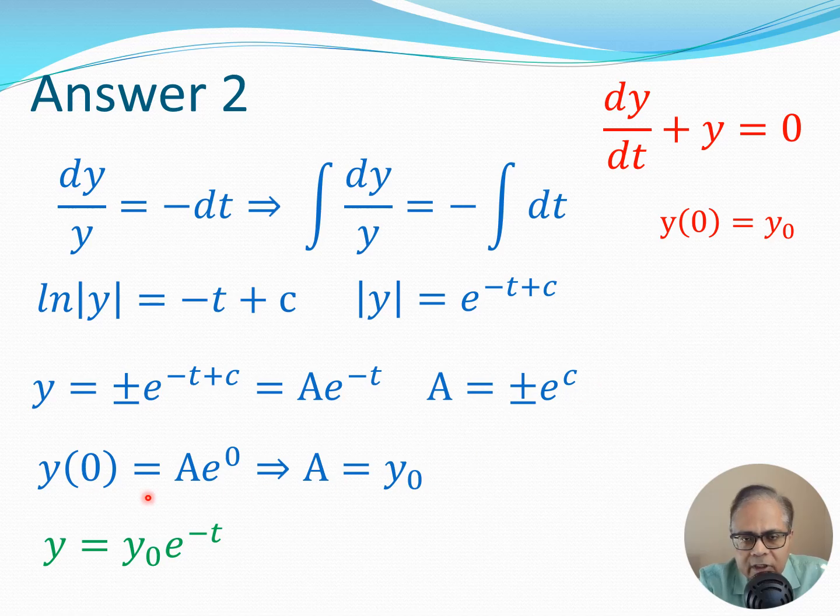Now I can immediately calculate the value of a by invoking the initial condition, that is y(0) is a e^0. And so from here you can very quickly see that a is y0 because e to the power 0 is 1, and so I get the solution as y is y0 e to the power minus t. So this minus t is the term which actually causes this particular response to decay. So that's the big difference the minus sign makes.